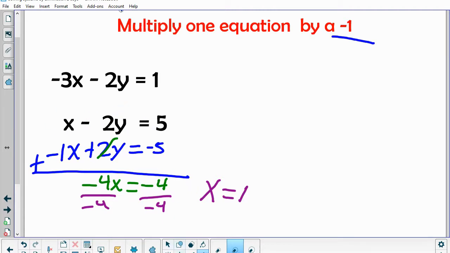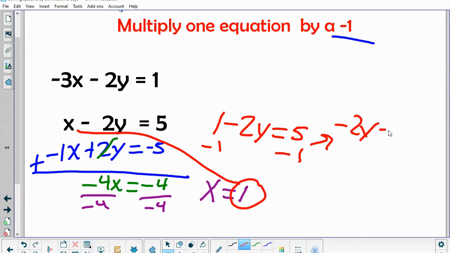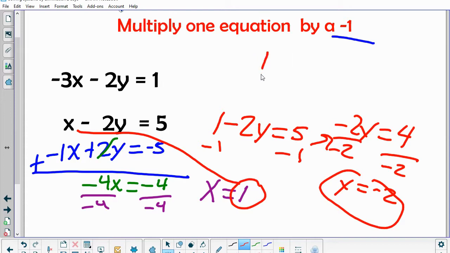That looks pretty easy. So I'll grab me a marker. I'm going to take that 1 and stick it in for x right there. So I will have 1 minus 2y equals 5. Subtract 1 from both sides, and I'm left with negative 2y equals 4. Then if I divide by negative 2, I end up with a y value of negative 2. So there's my solution, 1 comma negative 2.